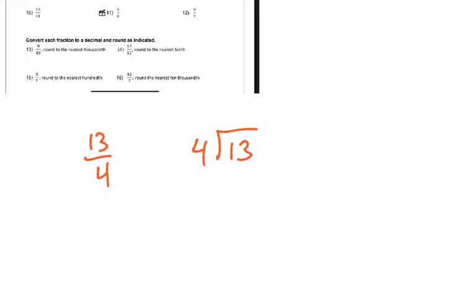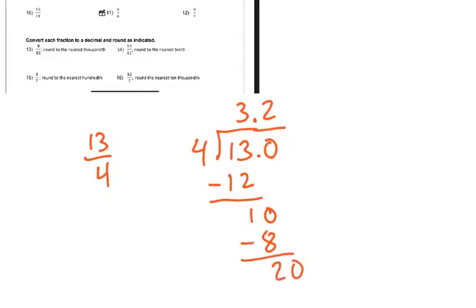Ask yourself, how many times does 4 go into 13? 3 times, because 4 times 3 is 12. Subtract, you get 1. And then we can put 0.0. Bring the 0 down. How many times does 4 go into 10? This is 2 times. Because of the decimal alignment, we have to put a decimal there. This becomes 8. This becomes 2. Carry another 0 down. We get 20. How many times does 4 go into 20? That's 5. And that is 3.25.